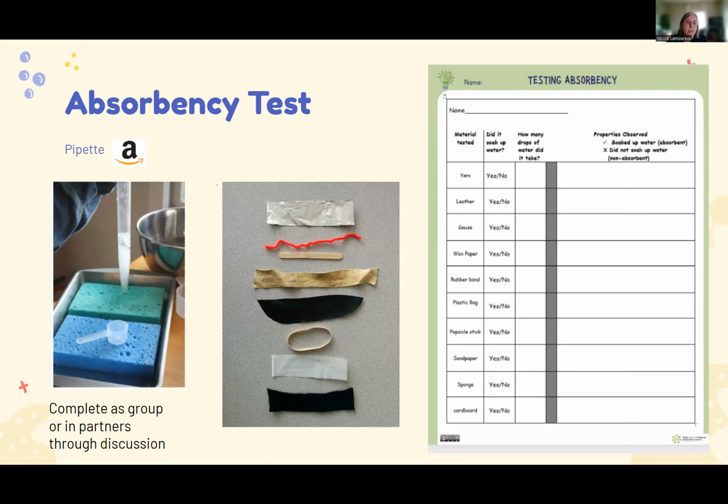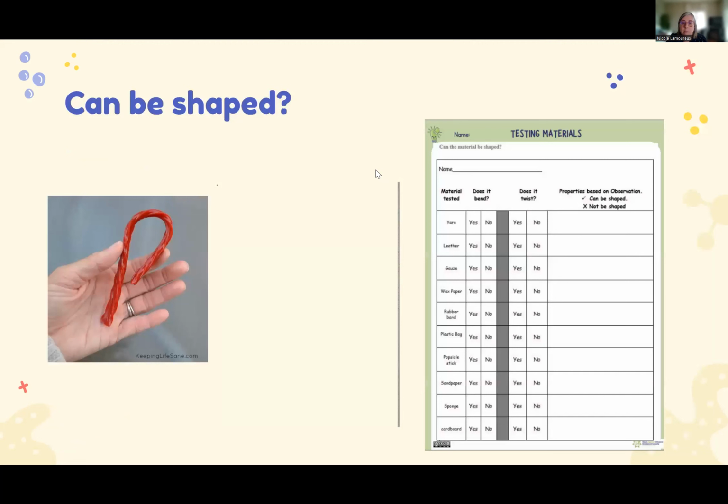They can complete it as a group or in partners and through discussion. You would model how to make a droplet and how to pull up the water. Then, did it soak up water? Yes, no, how many drops? And then they make a conclusion: it was absorbent or non-absorbent. Okay, and work with that.